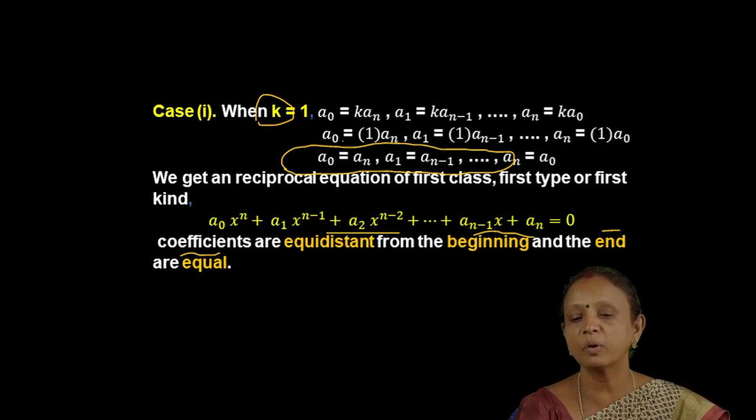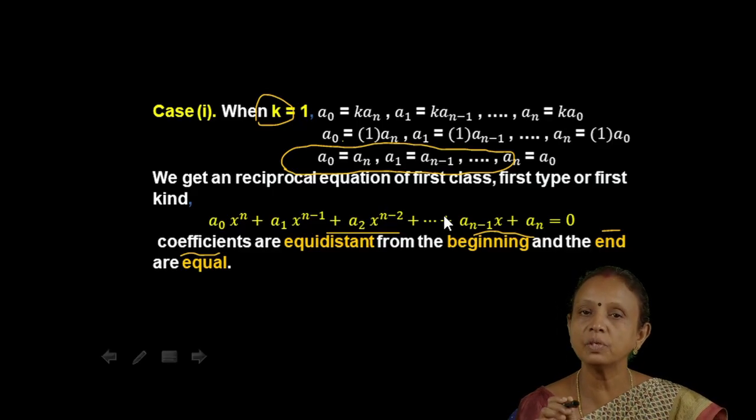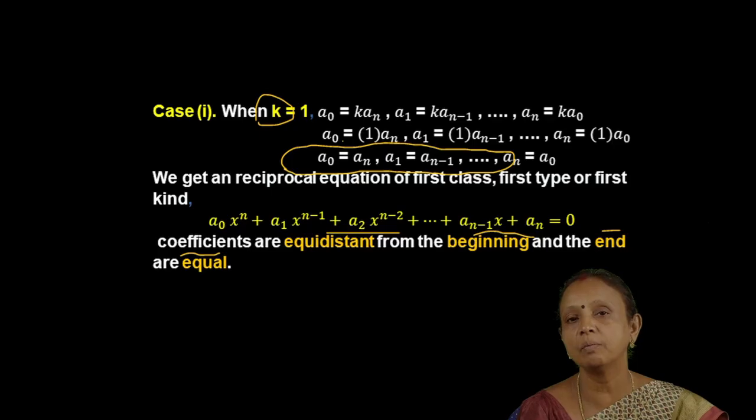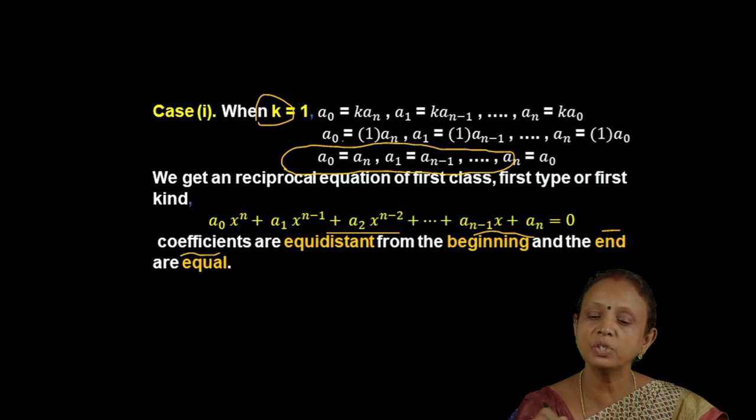So we get a reciprocal equation. If this happens, if these come, what do you remind then? What is the equation? We call it a reciprocal equation, but it is of the first class, first type or first kind. That name is given to that part of the equation: it is called a reciprocal equation of first class, first type or first kind, when you are putting the case k is equal to 1.